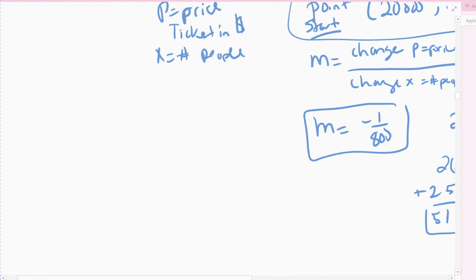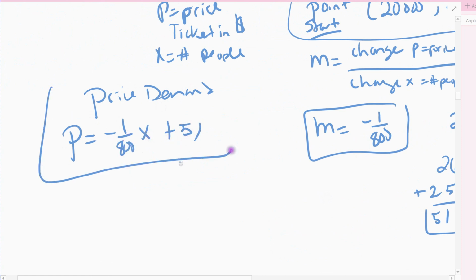All right. So my price demand is my price equals -1/800 times x plus 51. Right? That's the price demand that goes with the price per ticket and the demand for the tickets. All right, step 1, find that. Step 2, so that's actually really the hardest step.